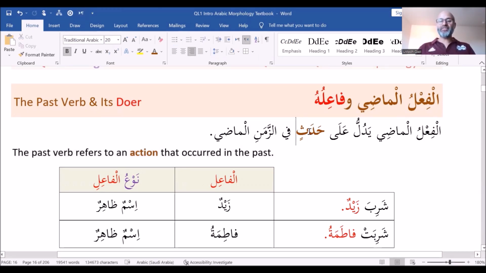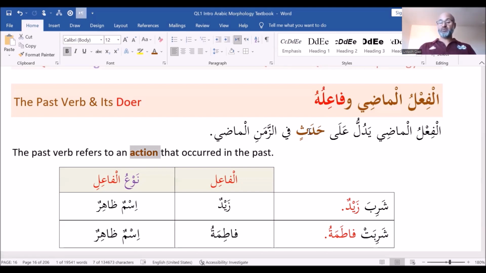The word hadath, that's a key word. It means action. And we're going to see this word throughout this textbook. Very important keyword, action. Whenever there's an action, something happened, there must be a fa'il, doer, and there must be a time in which the action occurred. Past, now, present, or future.